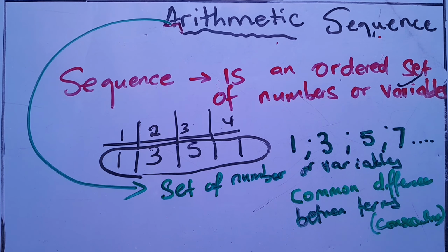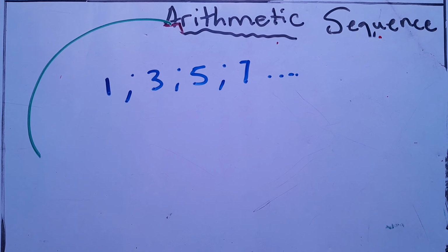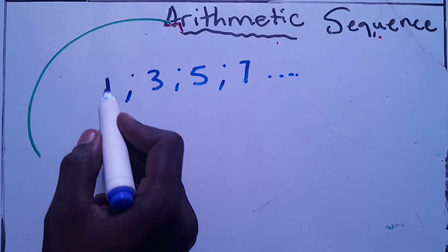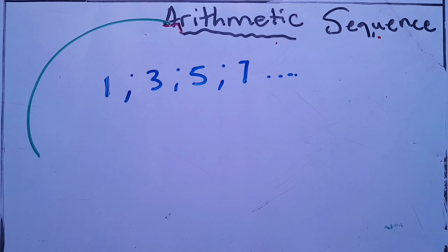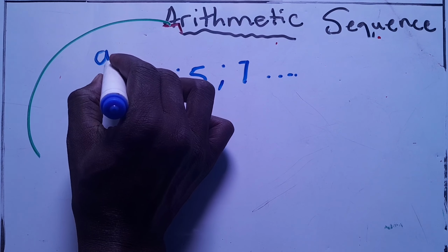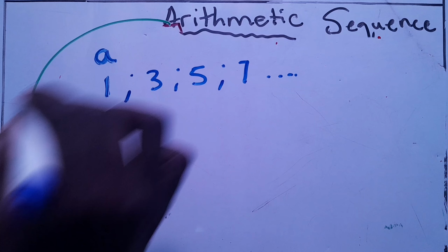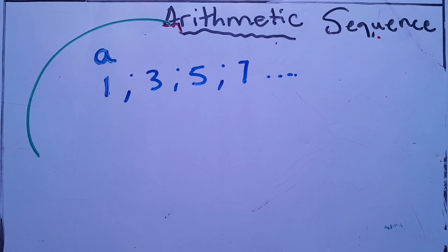So let's take a look at the sequence that we just created and describe all the necessary information. This is the first term of this sequence. The first term of a sequence we refer to as A. So A is the first term of any sequence, and because we're talking about arithmetic sequences, A is the first term of the arithmetic sequence.